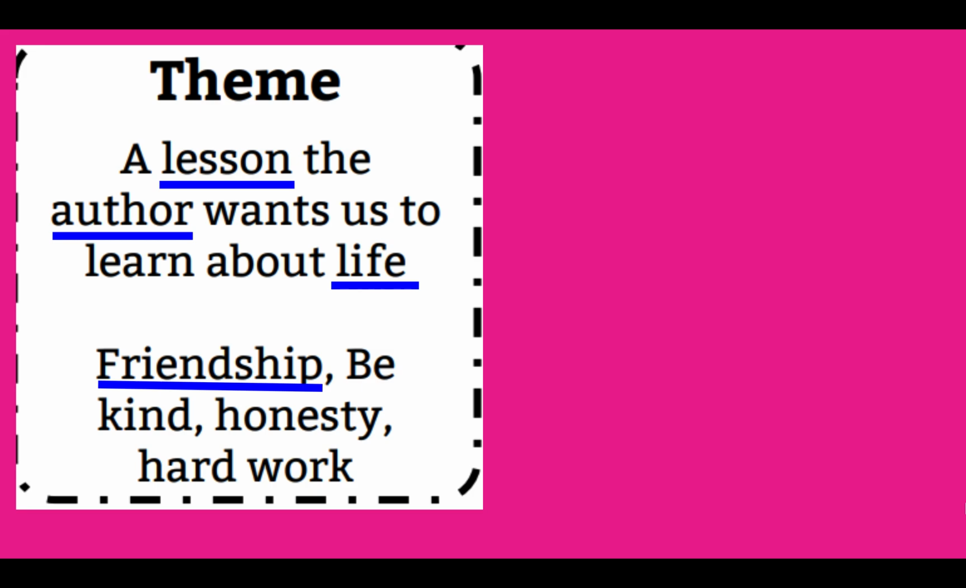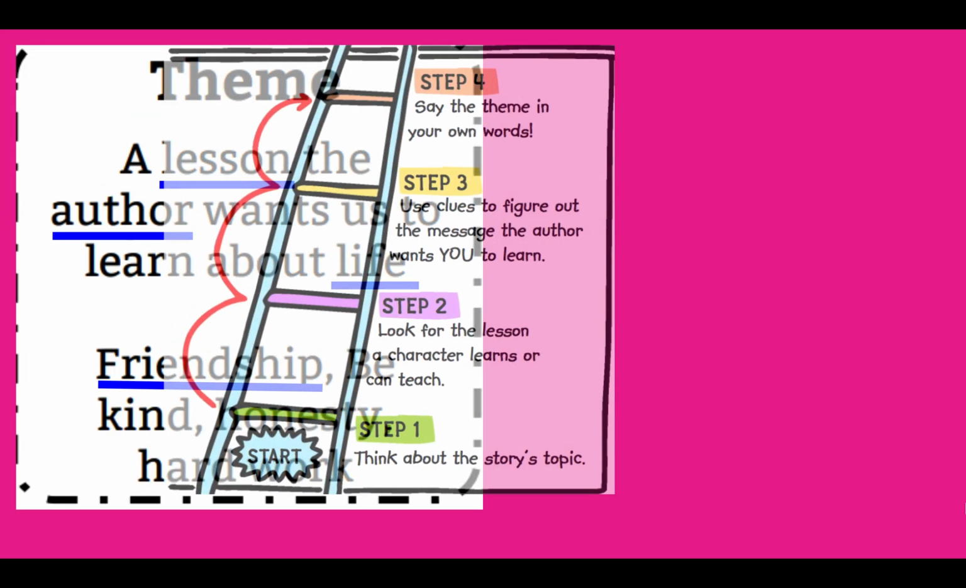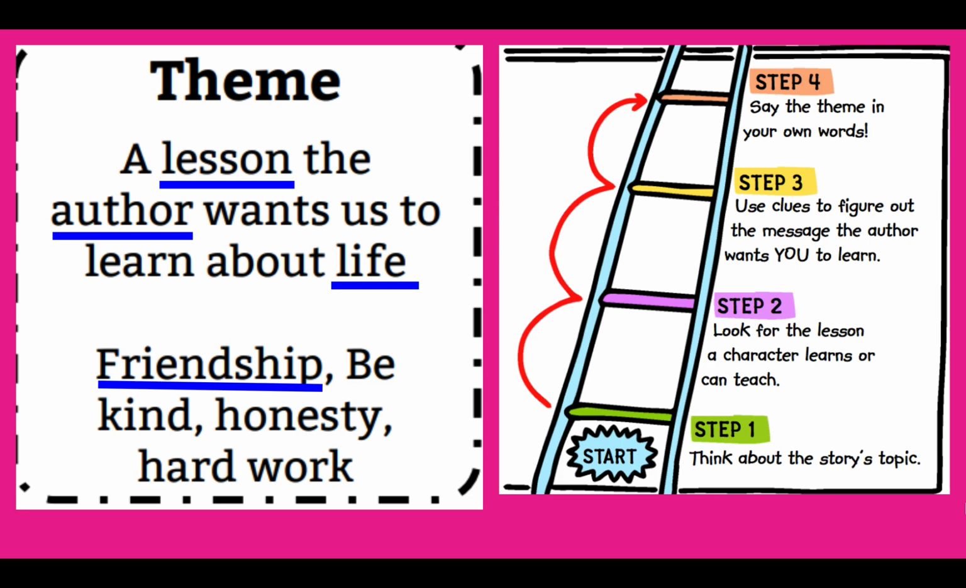Now, another element to a really good story is a theme. A theme is a lesson the author wants us to learn about life. Like friendship is important, being kind, honesty, and hard work. Theme is the lesson the author wants us to learn about life. There's 4 steps. We have to think about the story's topic in order to find the theme. This is the first step. Think about the story's topic. Look for the lesson a character learns or can teach you as the reader. Use clues to figure out the message the author wants you to learn. Say the theme in your own words.